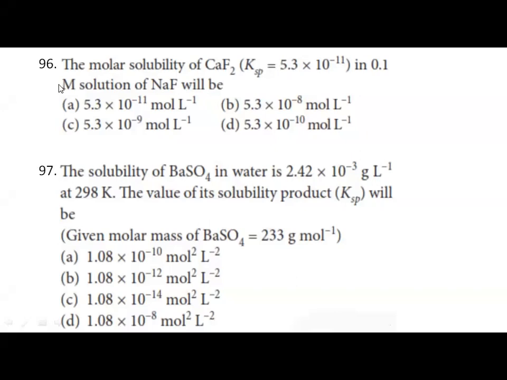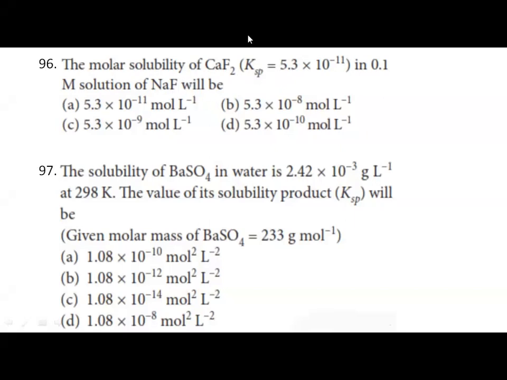So in the previous class, we have discussed some set of questions based on this topic equilibrium. Moving to the next set of questions. Here we have the 96th question. The molar solubility of calcium fluoride, KSP is 5.3 into 10 raised to minus 11, in 0.1 molar solution of sodium fluoride. Will be how much?